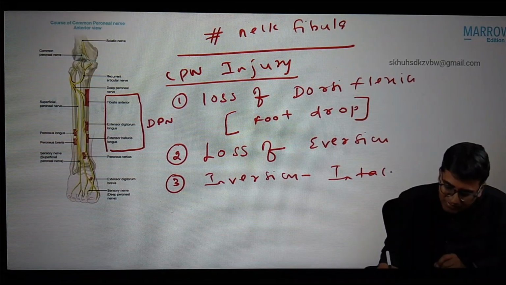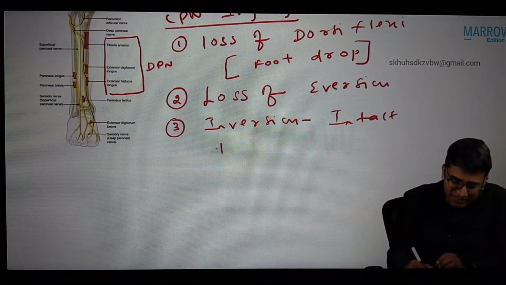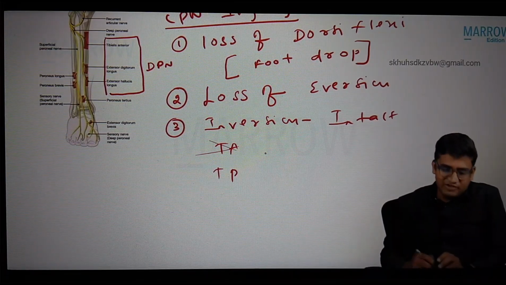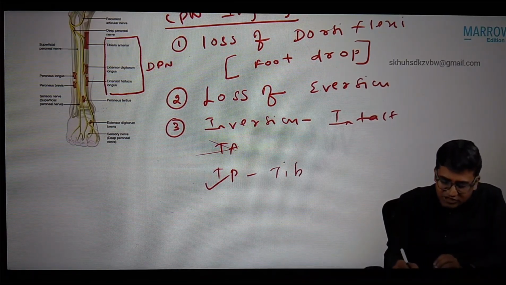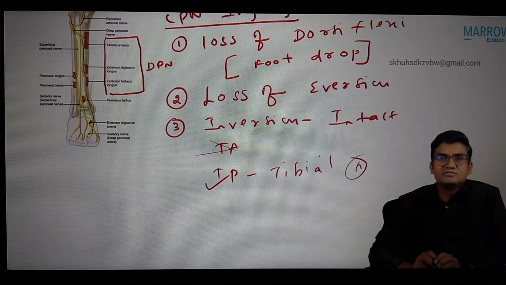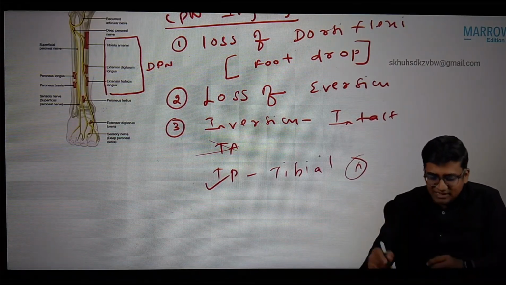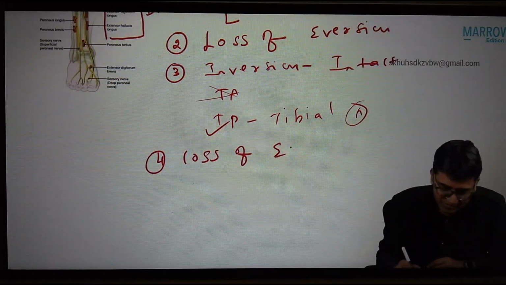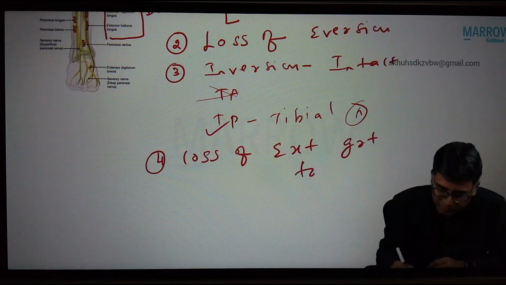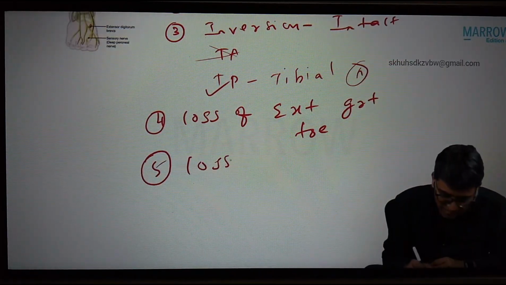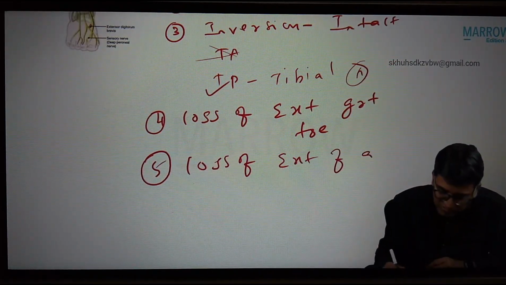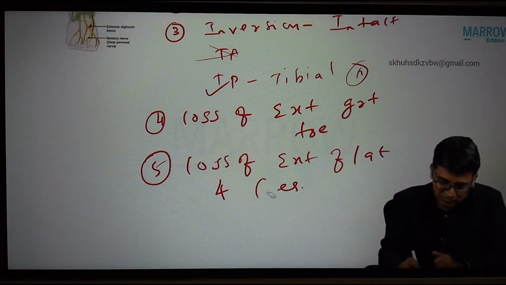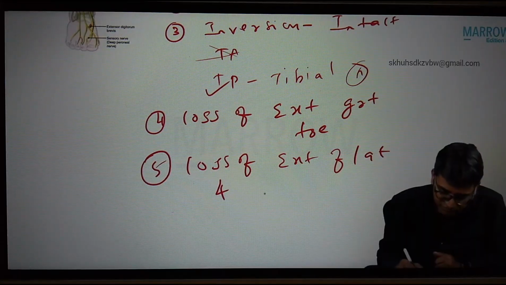Why, sir? You know the answer. Inversion is done by tibialis anterior and tibialis posterior. Here, tibialis anterior alone is affected. Tibialis posterior is normal. Why is tibialis posterior normal? It is supplied by the tibial nerve. So one muscle is normal, that maintains the inversion. Okay, and then loss of extension of great toe. Then loss of extension of lateral toes.